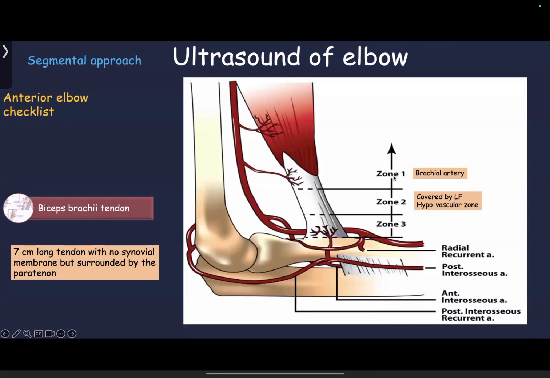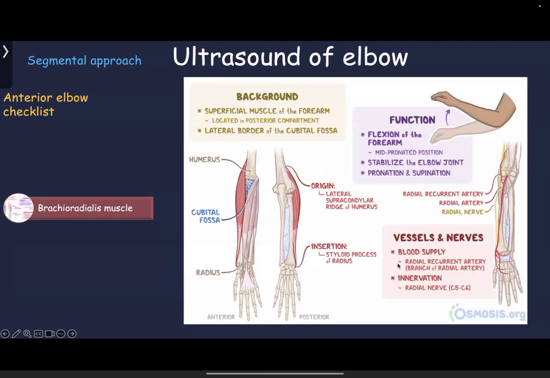Zone 1 is basically supplied by the brachial artery from here, and zone 2, as I told you, is a hypovascular zone, where more tears occur. Zone 3 is supplied by the recurrent radial artery and the posterior interosseous arteries. Then we have the brachioradialis muscle. It originates from the lateral supracondylar ridge of the humerus, and it attaches proximal to the styloid process. Its actions are to flex the forearm, to stabilize the elbow, and pronation and supination.